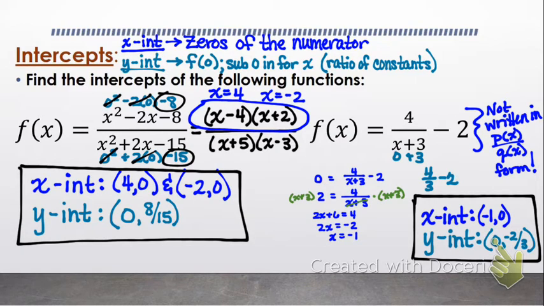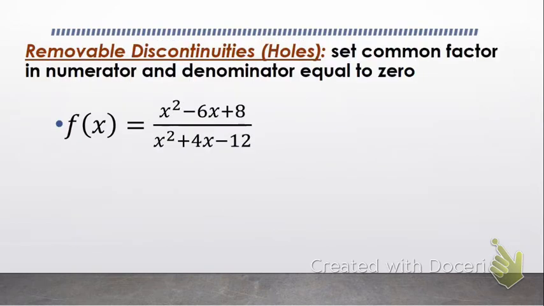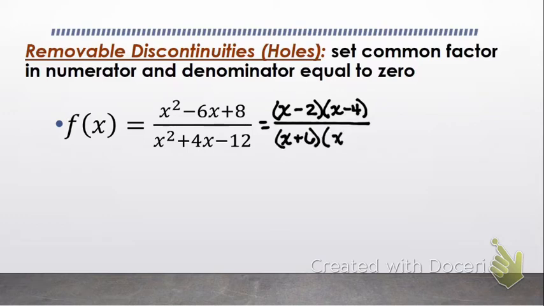All right. Up next, removable discontinuities, holes. So we're going to set any common factors that the numerator and the denominator have equal to 0. So I'm going to need to factor my numerator and my denominator. My numerator is going to factor to be x minus 2 and x minus 4. My denominator here factors to be x plus 6 and x minus 2.